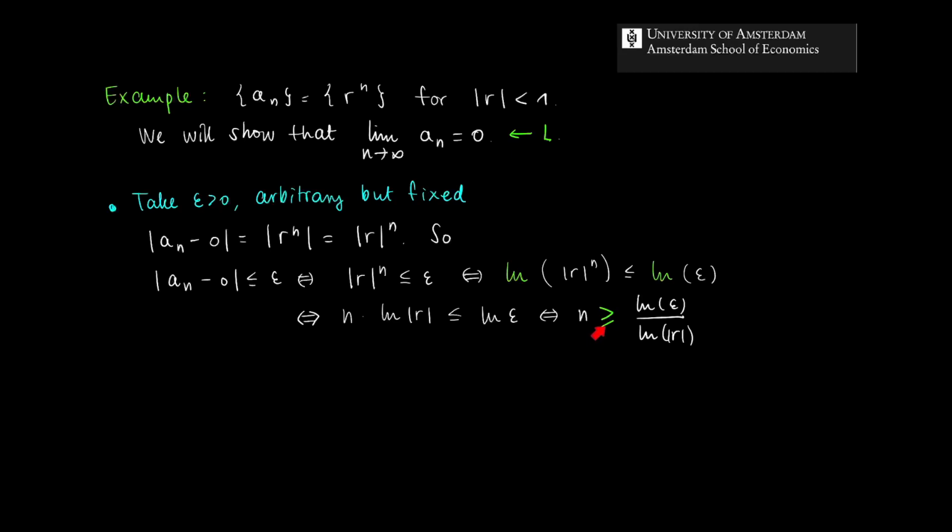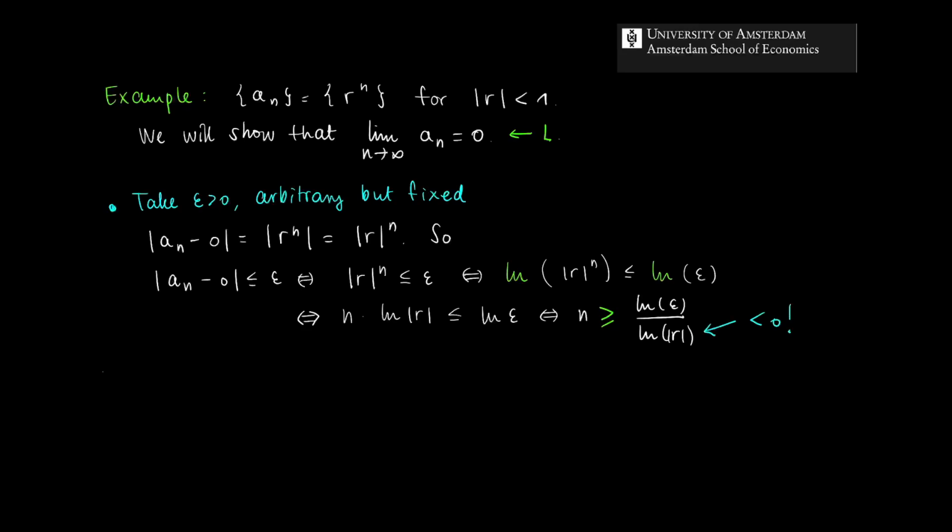You might wonder why this inequality switched or flipped. Do you see why? Well, we know that r is in between 0 and 1. So the ln of the absolute value of r is negative. So if we divide by a negative number on the left-hand side and the right-hand side, we see that this inequality flips. So we get n larger equal than the ln of epsilon divided by the ln of the absolute value of r. Yes?